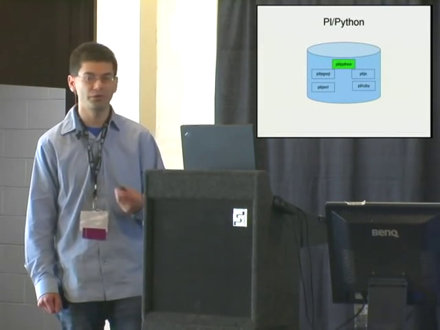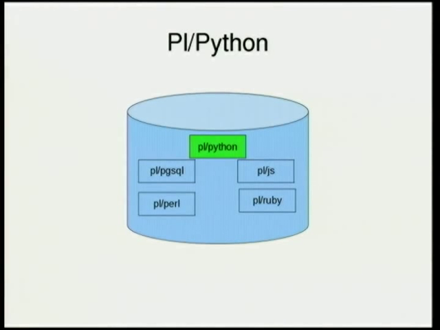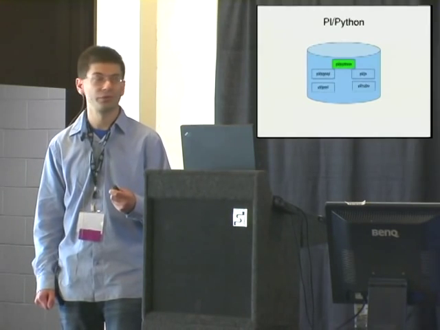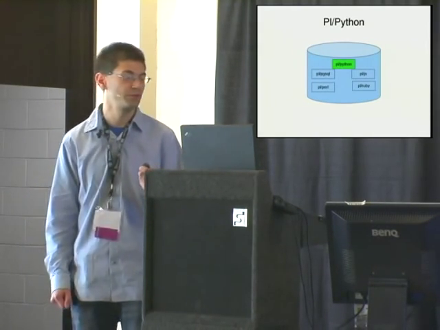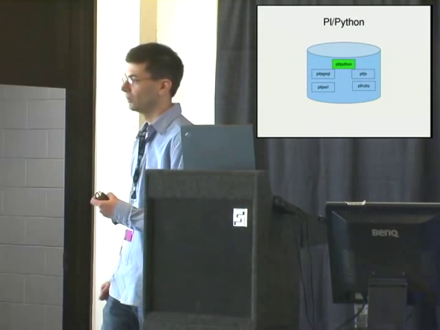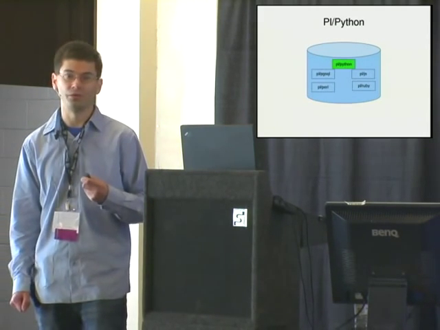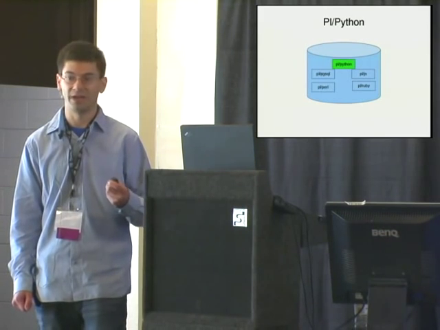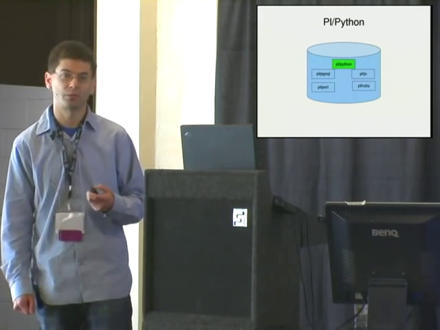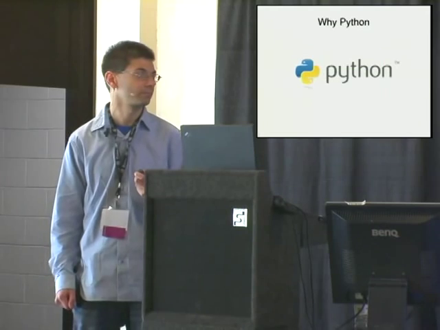So Postgres has an alternative. In Postgres, we have pluggable languages called PLs for doing stored functions in a variety of different programming languages. You can write your stored functions in Ruby or Perl or Python, among many others. PL Python is the way you do stored functions in Python and Postgres, and that's what we'll be talking about more today.